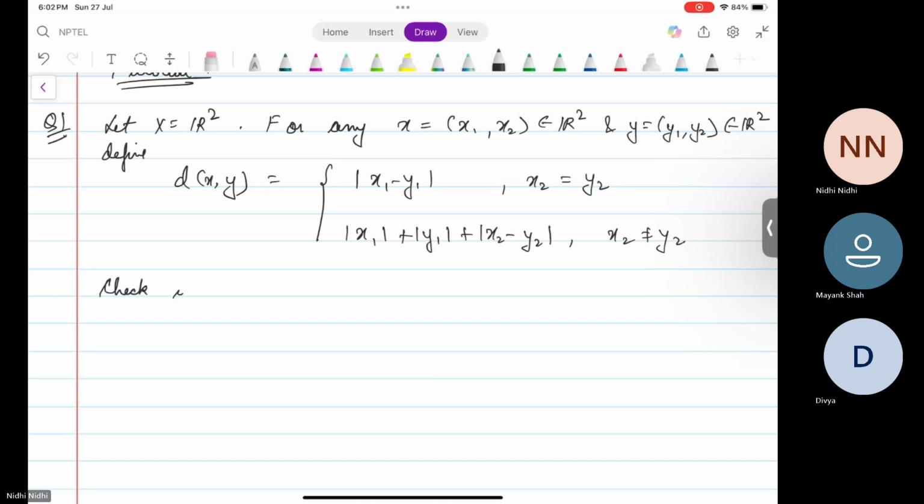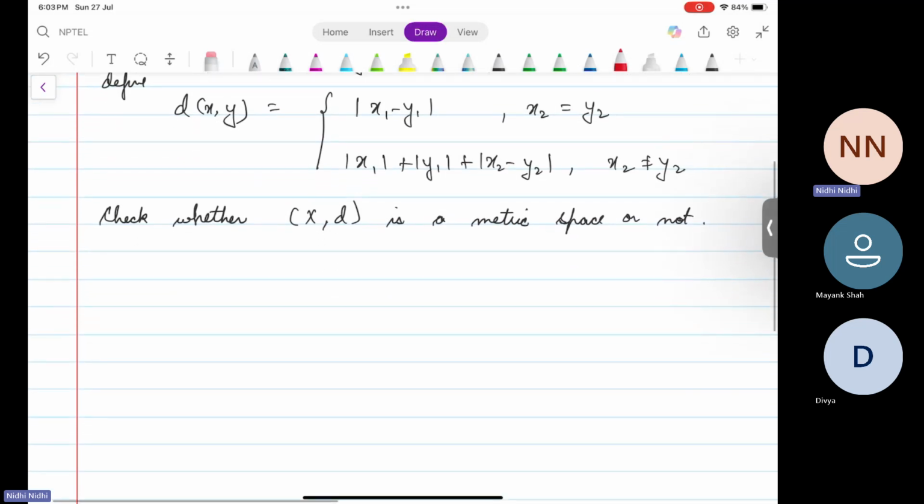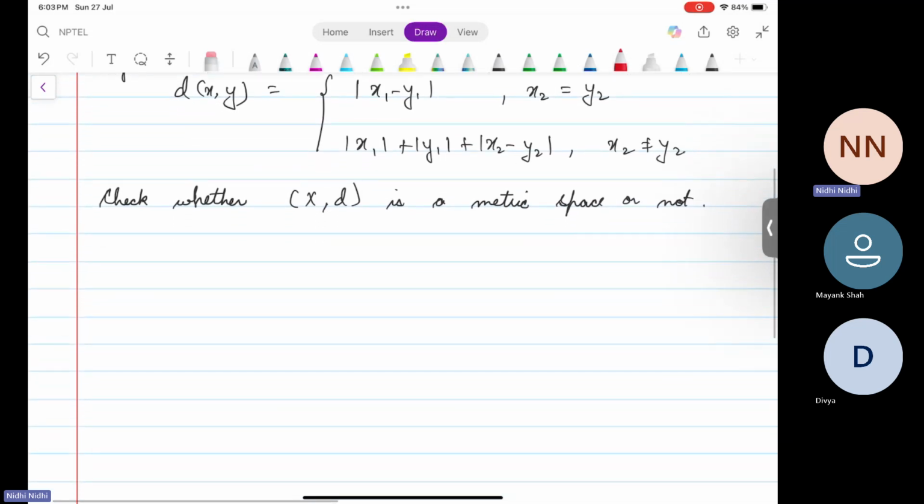Check whether (X, d) is a metric space or not. I would like you to try this first. So start with the basic four properties that we need in order to prove that a function is a metric. I'll just recall them.